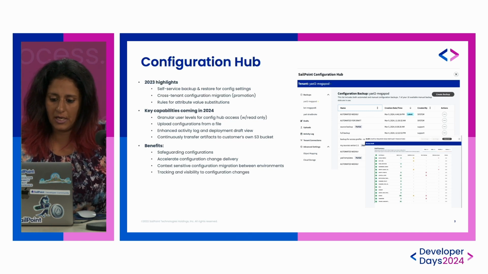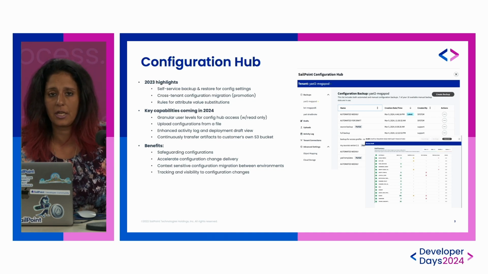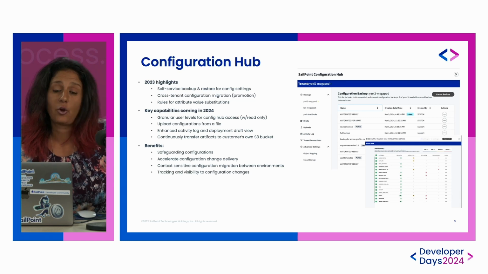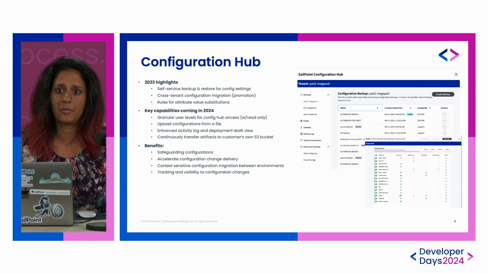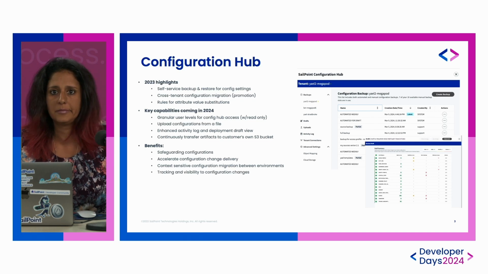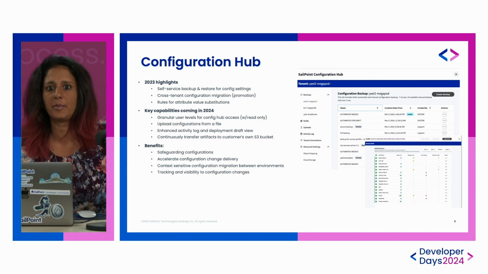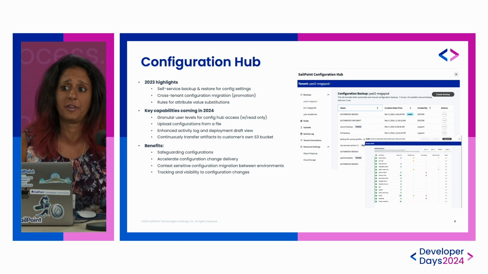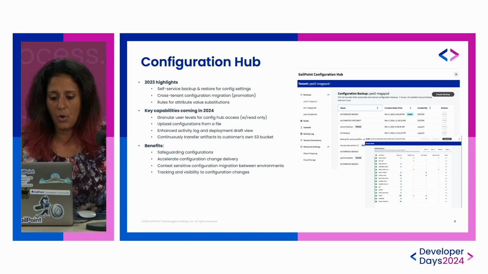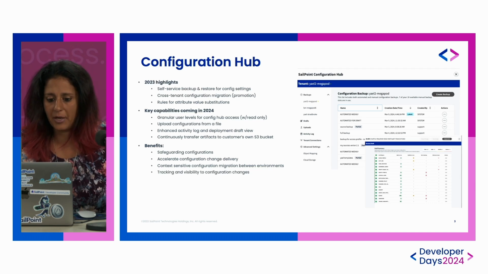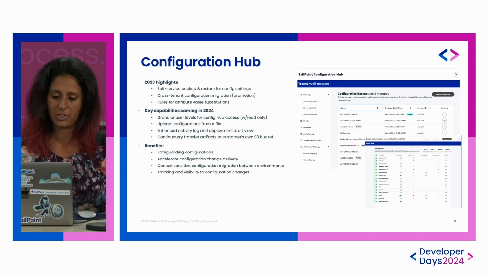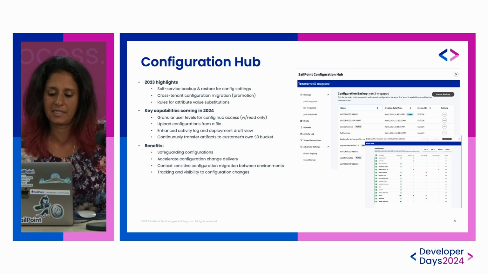We also built functionality of rules for attribute and value substitutions to have a context-sensitive migrations of configuration. As you know, specific environments have environment-specific values, for example, specific URLs of sources, and you don't want to override those when you're migrating between environments. And we built that functionality to have context-sensitive migrations.